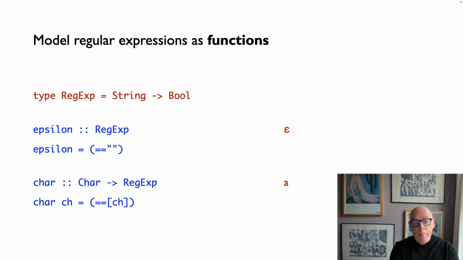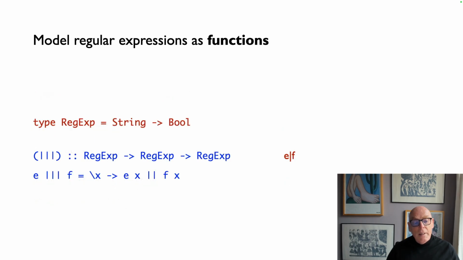In a similar way, for a given character ch, the regular expression that represents it is the function that just checks whether the string is equal to the list with just ch in it. That is the string with just the character ch. So that's the function that represents the single character regular expression. So we're defining directly these functions string to bool.